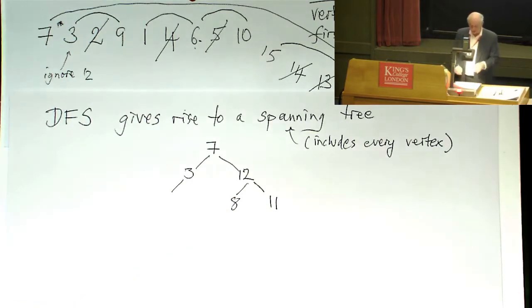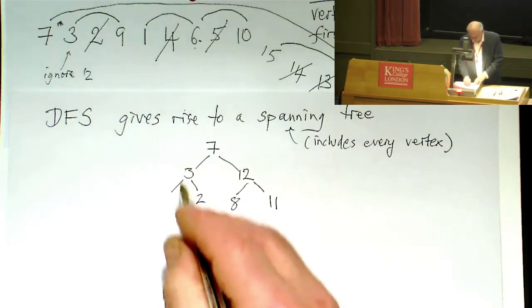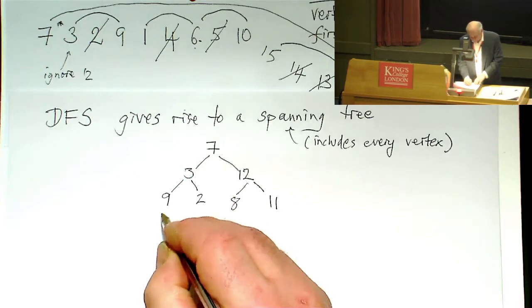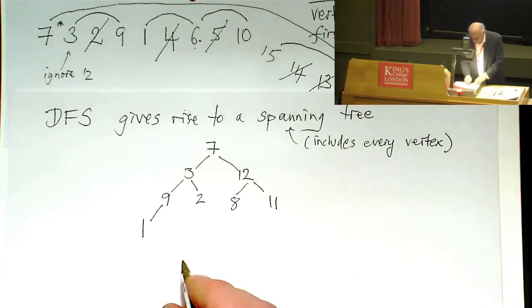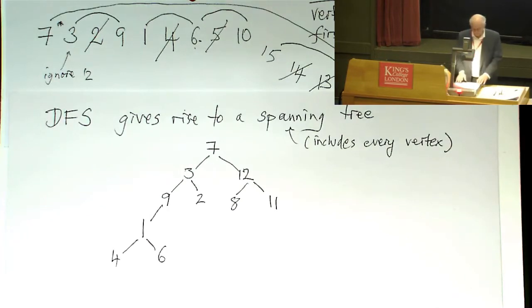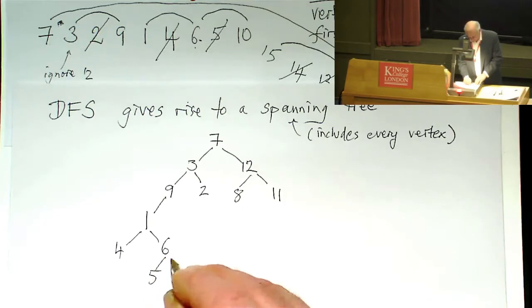But the interesting part is what happened after 3. Well, obviously we got to 2, better put 2 there, and we got to 9. And from 9 we got to 1. Okay, it's important to realise that we didn't go first to 14. From 1 we got 4 and 6. You can still see that. And then from 6 we had 5 and 10.